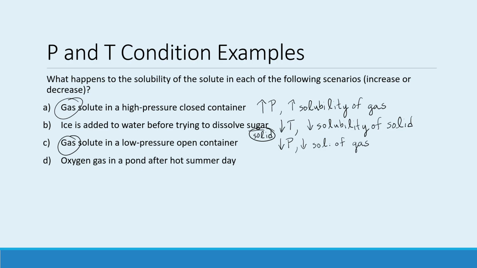And last example, oxygen gas in a pond after a hot summer day. So just keep in mind that heat can significantly affect the aquatic life in water, right? So if it gets too hot, you're going to decrease that solubility of oxygen gas and potentially suffocate your fish life. So oxygen gas, we're focused on a gas, hot summer day, so if we increase the temperature, we are going to decrease the solubility of that gas.